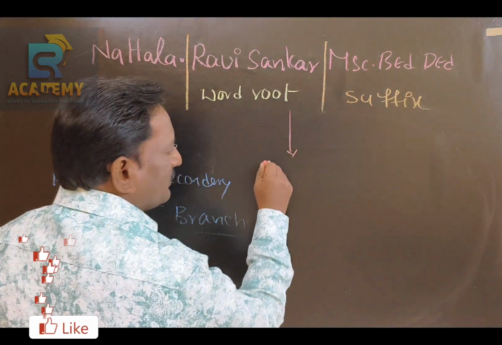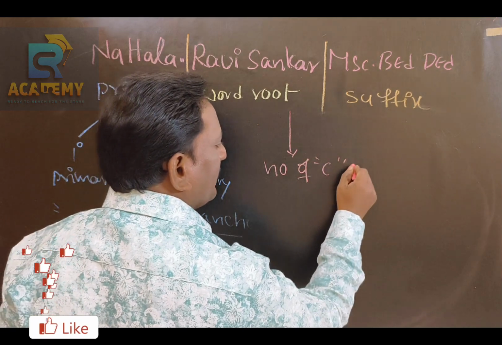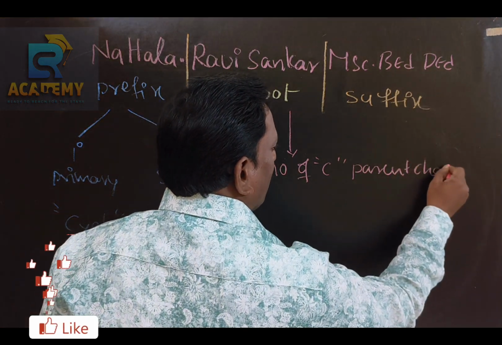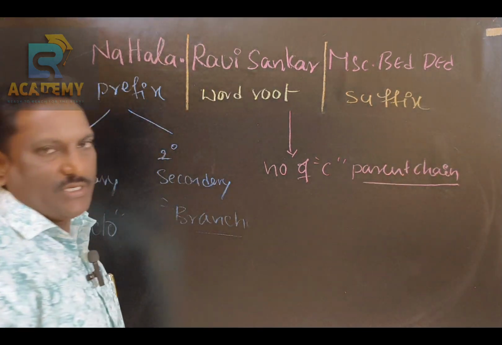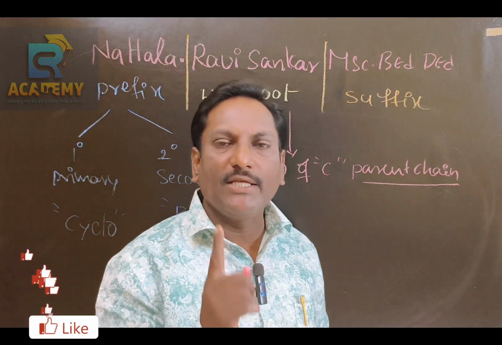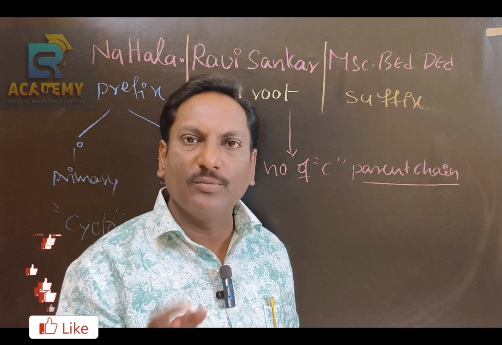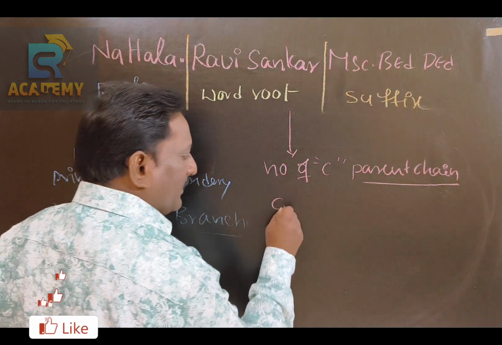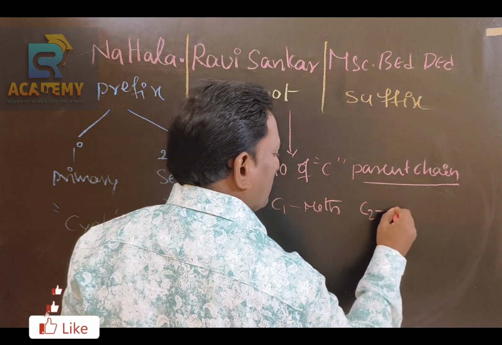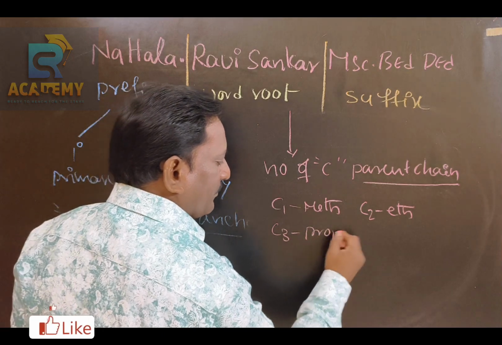Word root tells us the number of carbon atoms present in the parent chain. If only one carbon atom is present in the parent chain, it is called meth. Two carbon atoms, eth. Three carbon atoms, pro. Make a note. One carbon, meth. Two carbons, eth. Three carbons, pro.